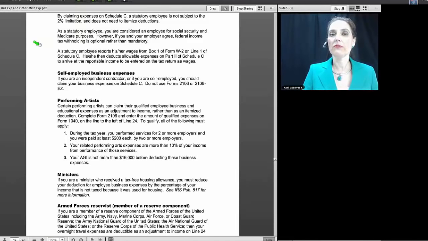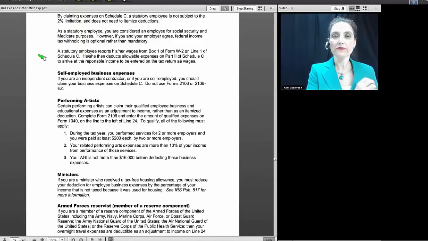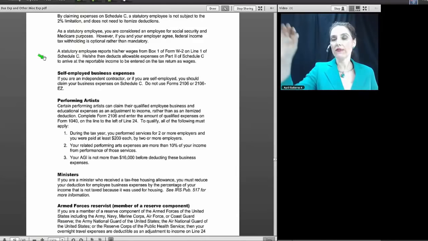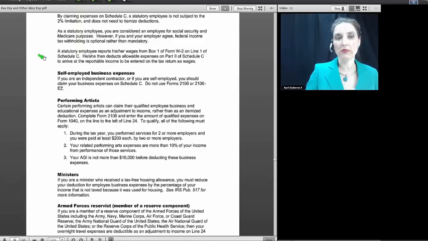As a statutory employee, you are considered an employee for Social Security and Medicare purposes. However, if you and your employer agree, federal income tax withholding is optional rather than mandatory. A statutory employee reports his or her wages in Box 1 of Form W-2 and carries that to line 1 of the Schedule C. So the employee would take Box 1 wages from the W-2 and report those as income on the Schedule C, and then all of the expenses are claimed on the Schedule C, and the net profit, instead of being carried to line 12 of the 1040, is carried to line 7 of the 1040 and is reported as wages.